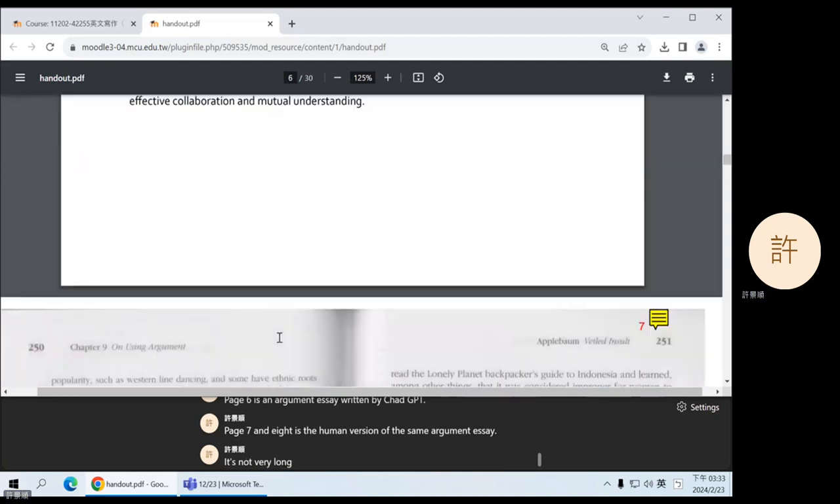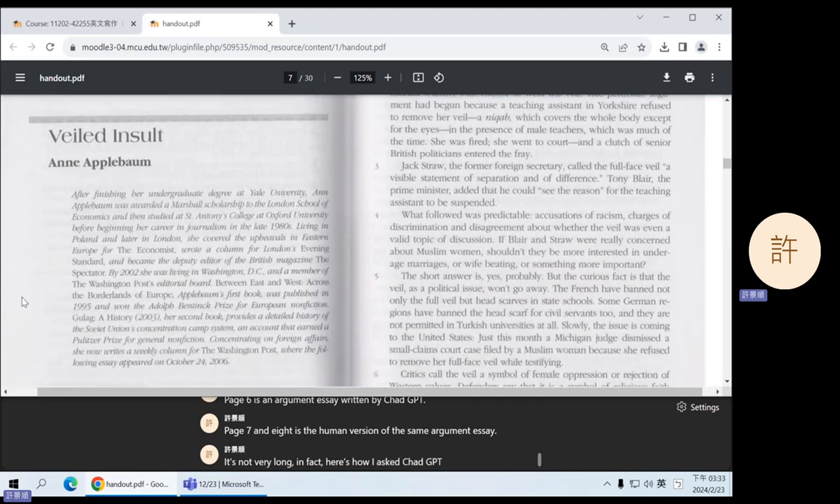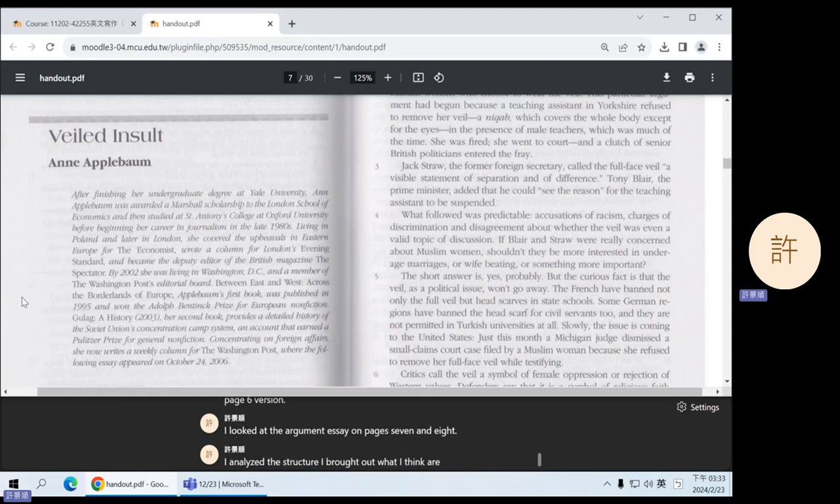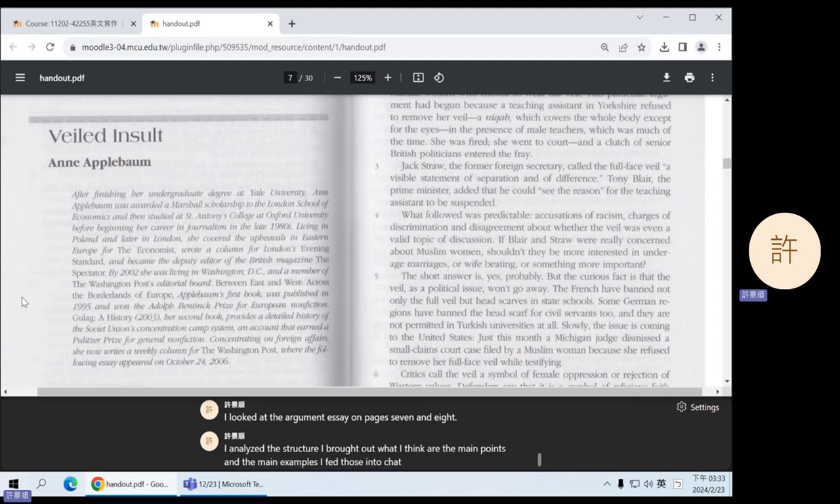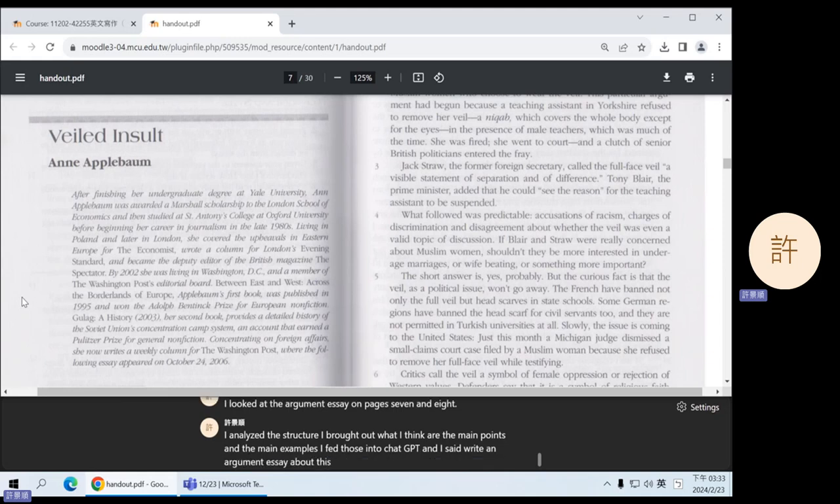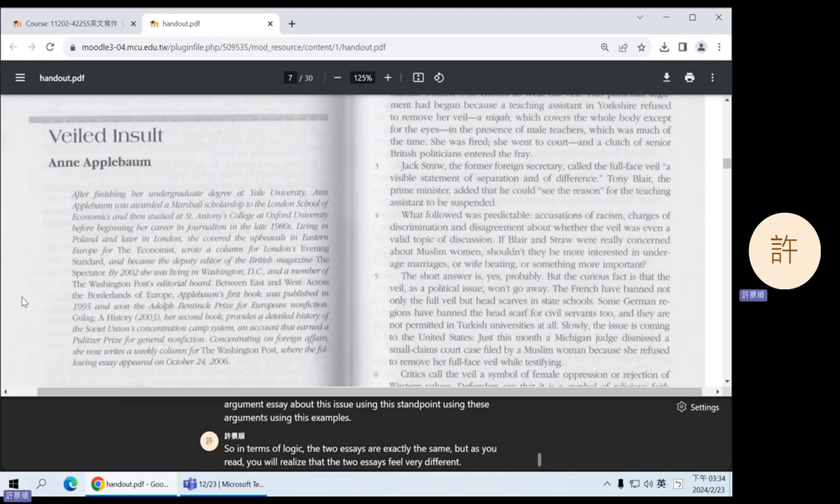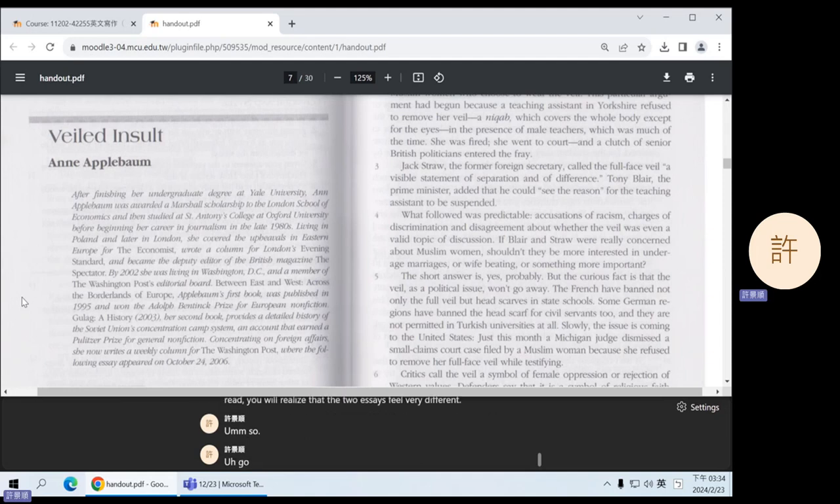It's not very long. In fact, here's how I asked ChatGPT to write the page 6 version. I looked at the argument essay on pages 7 and 8. I analyzed the structure. I brought out what I think are the main points and the main examples. I fed those into ChatGPT and I said, write an argument essay about this issue using this standpoint, using these arguments, using these examples. So in terms of logic, the two essays are exactly the same. But as you read, you will realize that the two essays feel very different. Go home, read these two essays, think about the differences and which one you think is a more convincing argument essay.